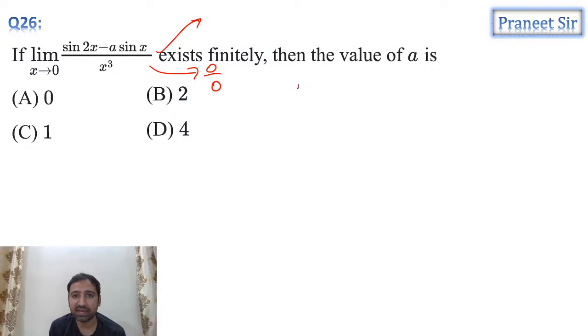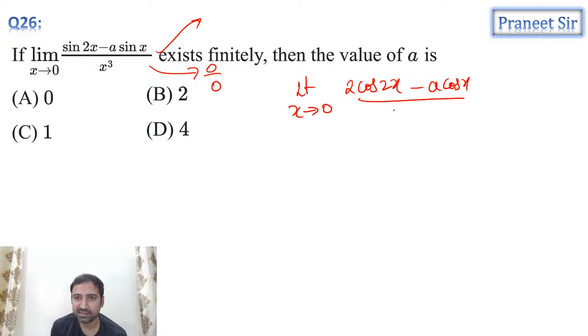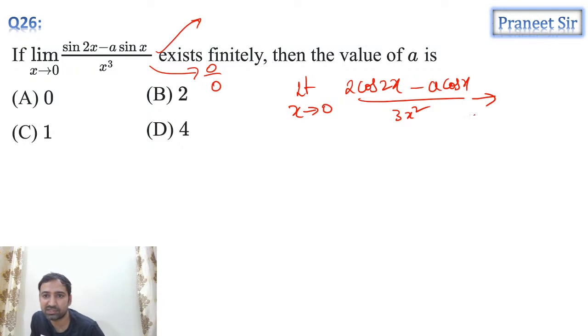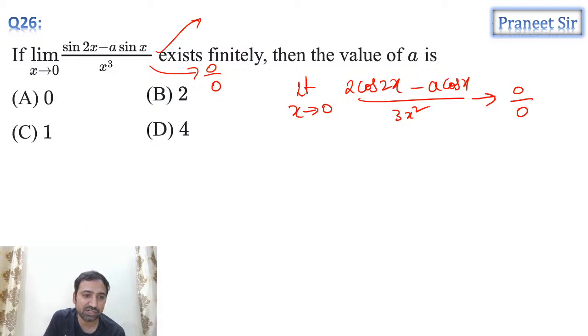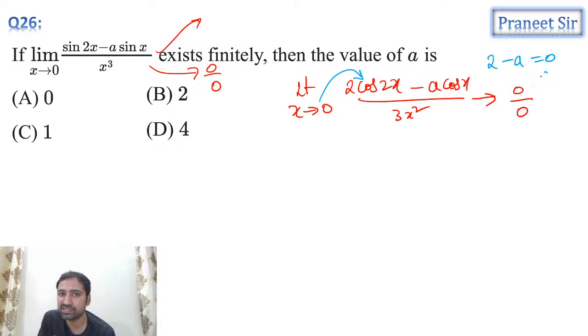Okay, right. So, guys, when we apply L'Hospital rule here, limit x tending to 0, we are getting 2 cos 2x minus a cos x by 3x square. Still we should get 0 by 0. Why? Because as the denominator is 0, we should get 0 by 0. But when you substitute x equals 0 here, we are getting 2 minus a. 2 minus a should be 0, which means what? A value should be 2, right? Correct now?